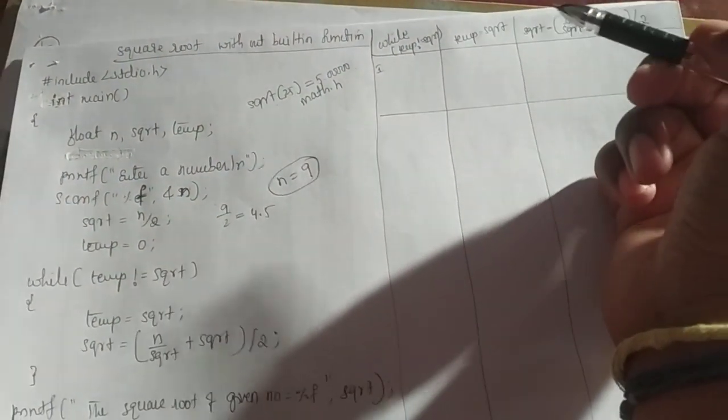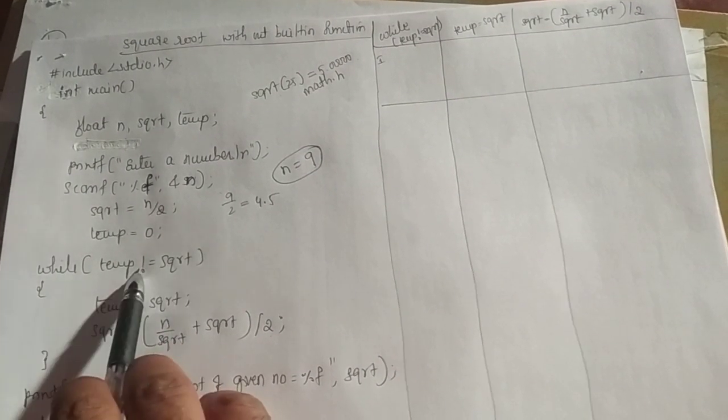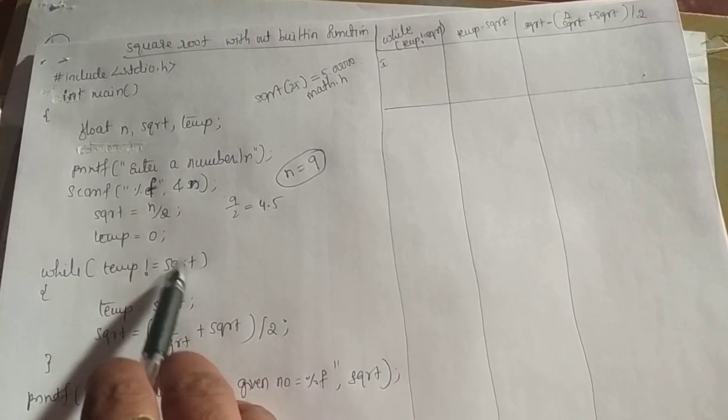What is the initial value of temp and square root? We have to substitute here and check. What is the temp value? 0. What is the square root value?